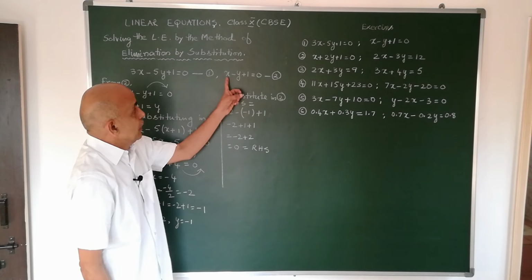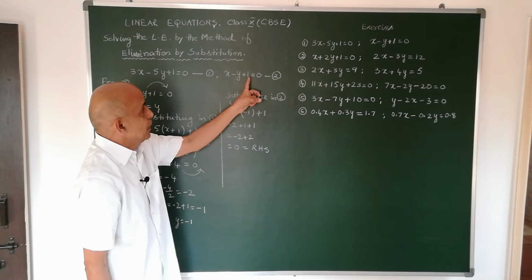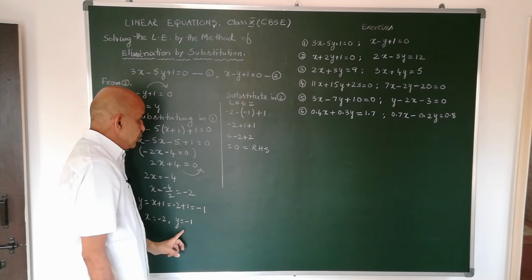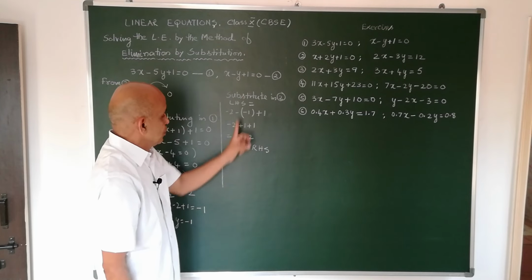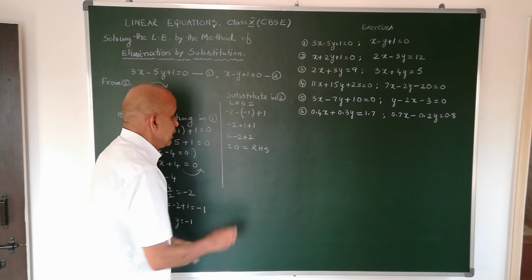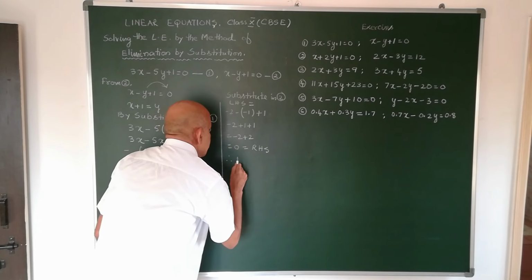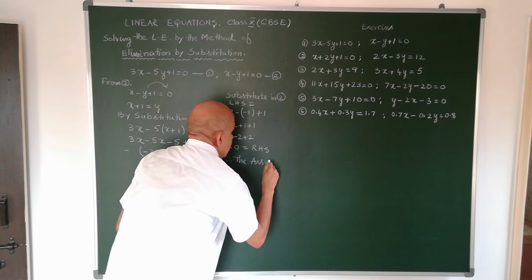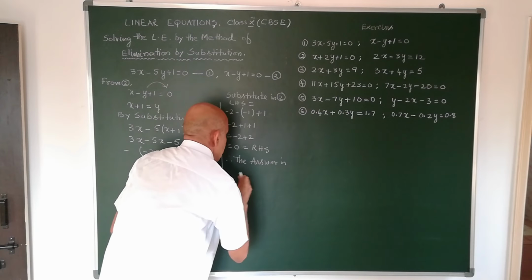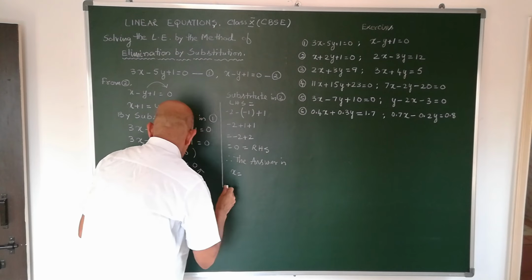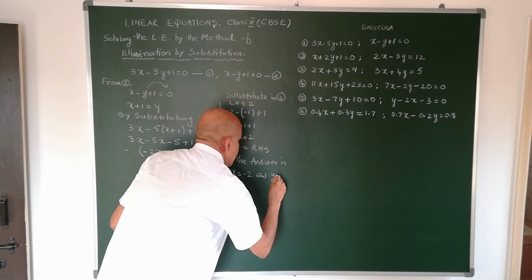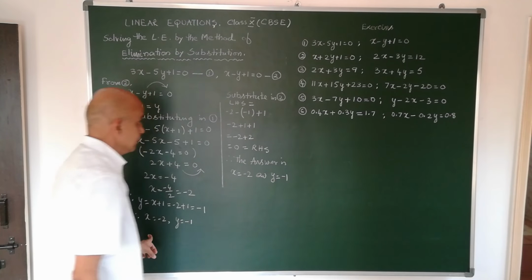So that means left hand side is x minus y plus 1, which I have taken and substituted these two values. Then right hand has 0, so I got the 0, which is right hand side. Therefore, the answer is x is equal to minus 2 and y is equal to minus 1.